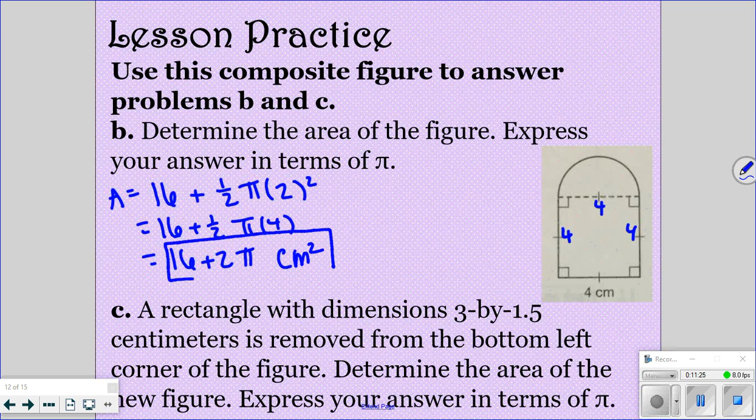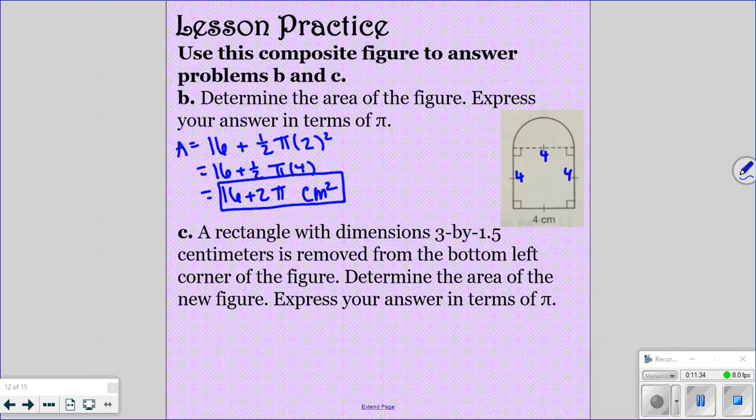So that's how you leave your answer in terms of pi. Keep pi in the final answer. You don't need to use your calculator to figure out what that number is. Okay, so now we have a rectangle that is removed from the bottom left corner. So there's our rectangle that's taken out. And we want to determine the area of the new figure.